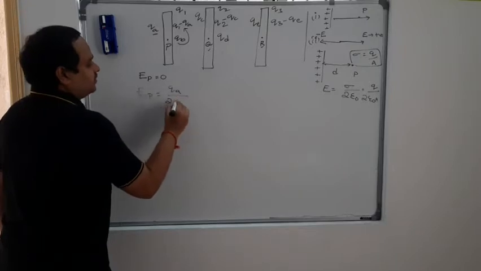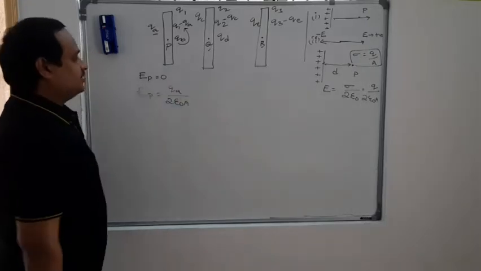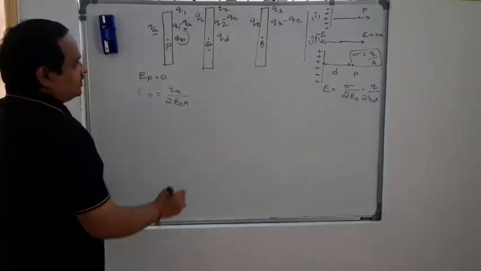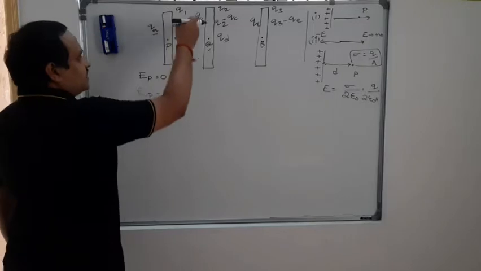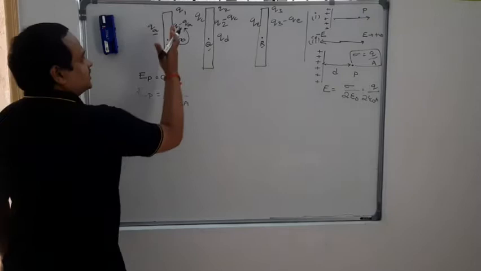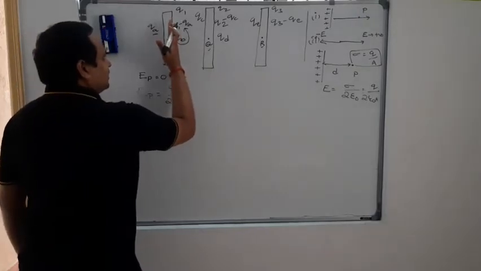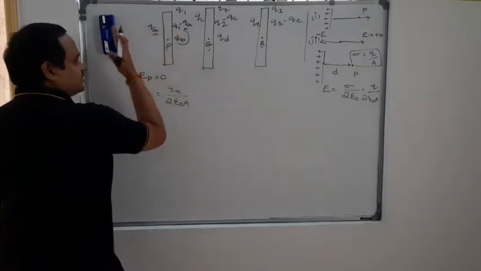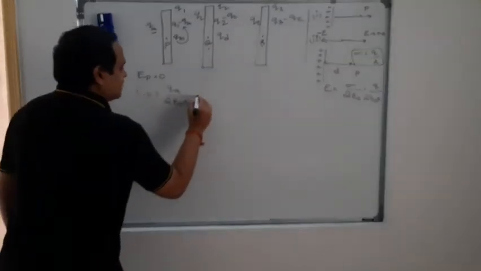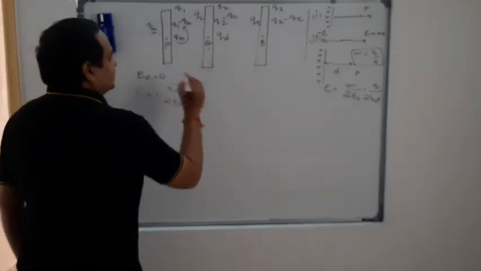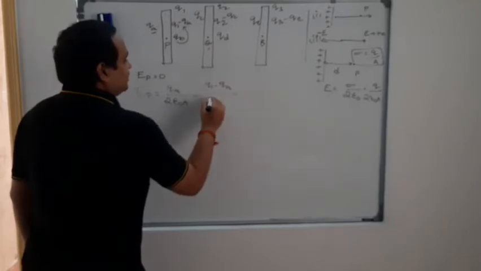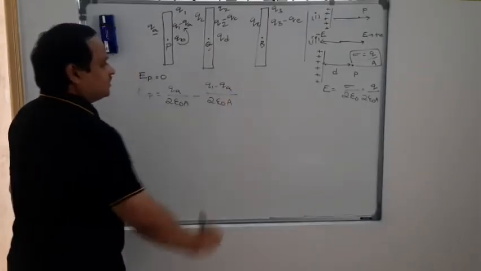QA by 2 epsilon naught A will be the electric field due to this charged plate. Correct? Now, electric field due to the remaining charged plates. Let us discuss. Electric field due to this QB at this point will be towards the left side. According to my convention, electric field towards the left is negative. So, this is minus. And what is the charge on this plate?